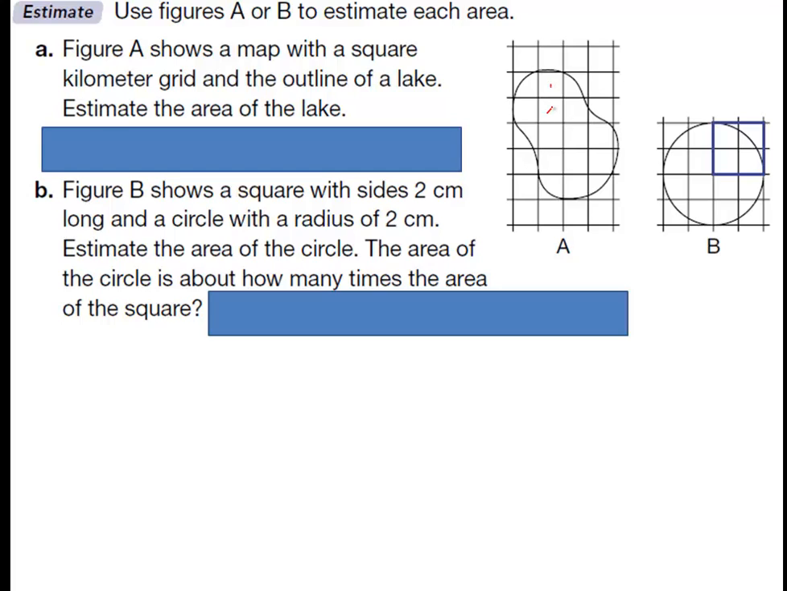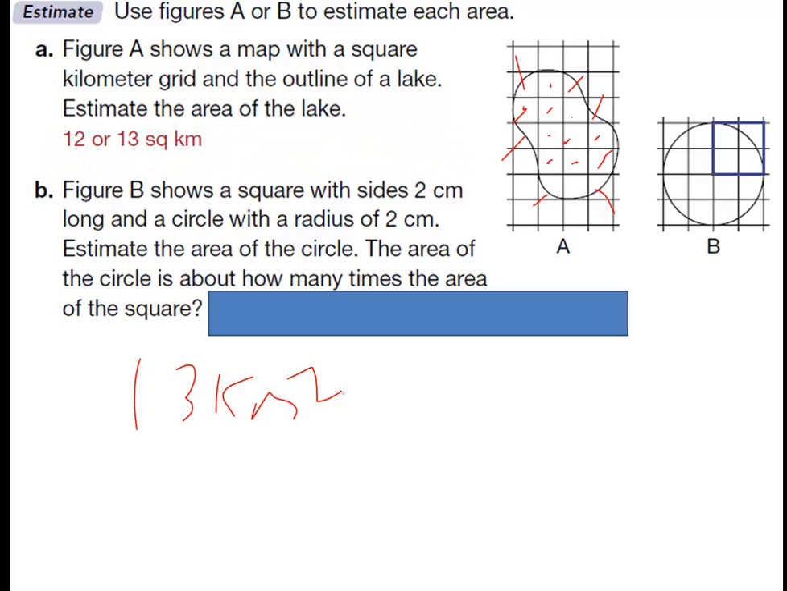I got 1, 2, 3, 4, 5, 6, 7, 8, 9, 10. And then I got 11, because there's 2 halves there. 12, because there's 2 halves there. And then I'll take those and make it 13. So I'm going to go with 13 square kilometers. Let's see how we did. All right, 12 or 13. It depends on how many halves you had. I went with the 13 square kilometers.